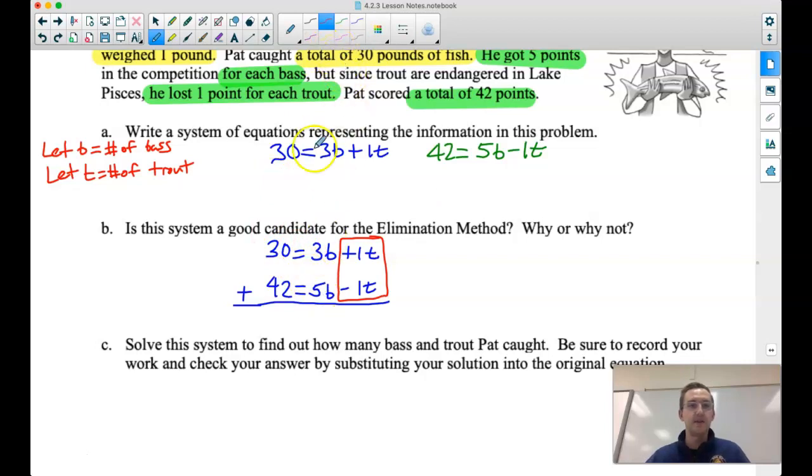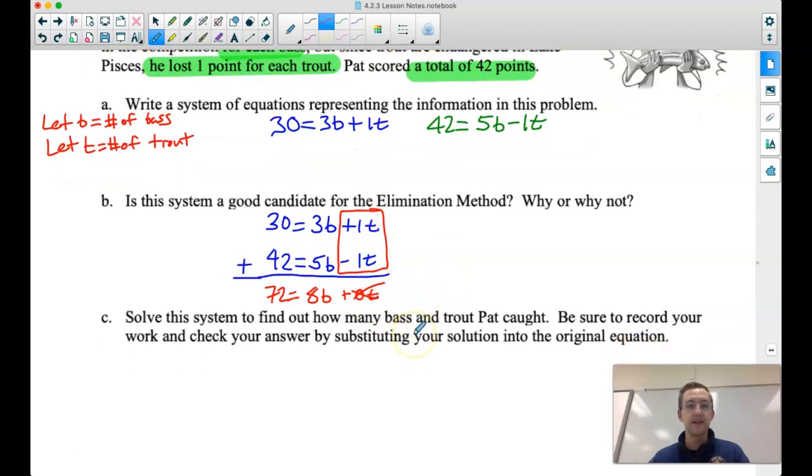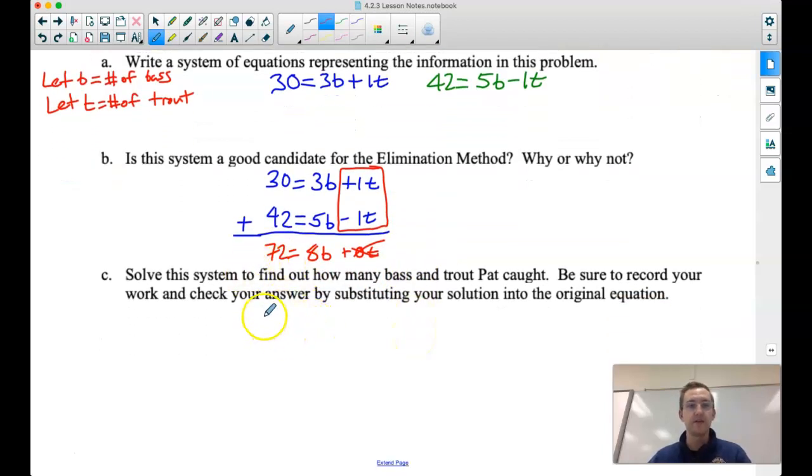So when we add these two together, we will get 72 is equal to 8 times b. And again, we have 0 t's left, so that just goes away. But we have 72 is equal to 8b. So we're going to solve this. That'll tell us how many bass we have. To get b by itself, we've got to divide both sides by 8. The 8's cancel here, so we get 9 is equal to the number of bass.